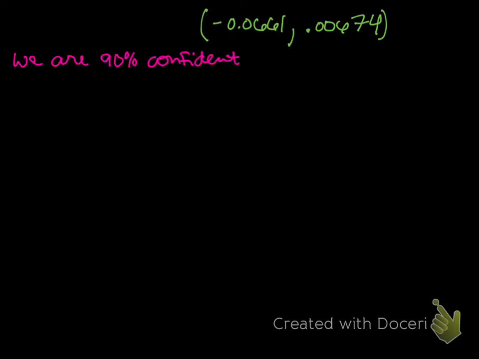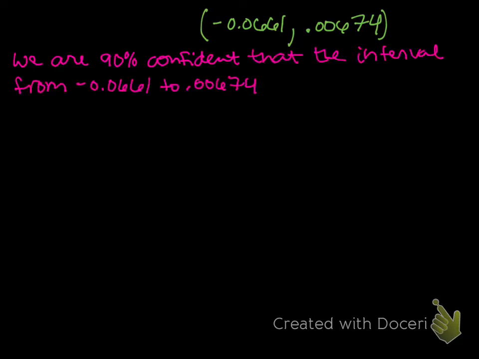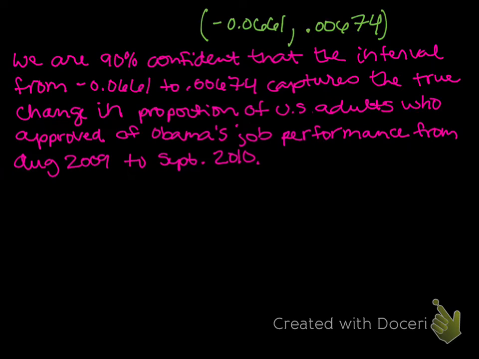So let's conclude. We are 90% confident that the interval from negative 0.0661 to 0.00674 captures what? Captures the change in proportion of U.S. adults who approve of Obama's job performance from August 2009 to September 2010. Okay? So that's a two sample confidence interval for proportions.